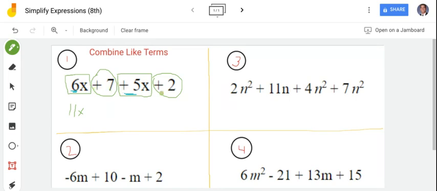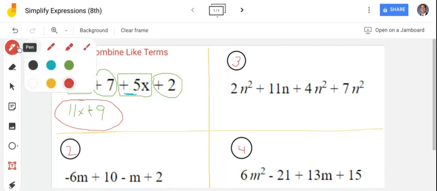So I have positive 7 and positive 2. Well, if I combine those or add them together, what's 7 plus 2? That's 9, right? So I'm going to write plus 9, right? Positive 9. And so this is my final expression, 11x plus 9. That is the simplified expression. I cannot combine those, right? Because 11x has an x in it. 9 has no x. It has no variable. And so therefore, these are not like terms and cannot be added together. So this right here is my final answer, and I will circle my final answer on my paper.